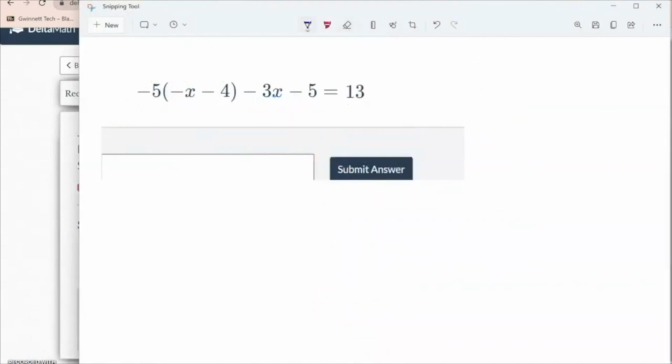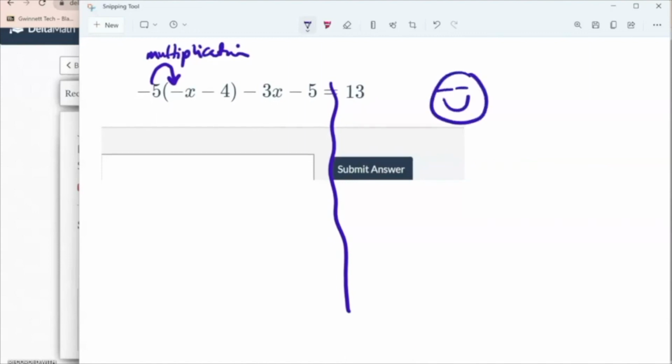All right, so we're going to go ahead and distribute. Oh, draw a river first, always. Go ahead and distribute in a negative, and distribution is multiplication. All right, so negative times a negative is a positive. Again, you just do your face. That's going to be happy. That's a positive. So -5 times -x is positive 5x.